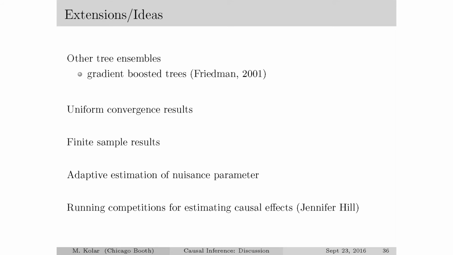So there are some extensions and ideas that are probably worth discussing. Random forests are but one tree ensemble. There are things like gradient boosting trees that work better for predictive performance. So it's not clear whether those could be extended to also work better for inference. In the context of causal forests, the results are established for a single x. So if we want to learn about the treatment effect at multiple x's, we would probably need to extend those results to hold uniformly over the space of x. It's not clear how technically difficult that is.